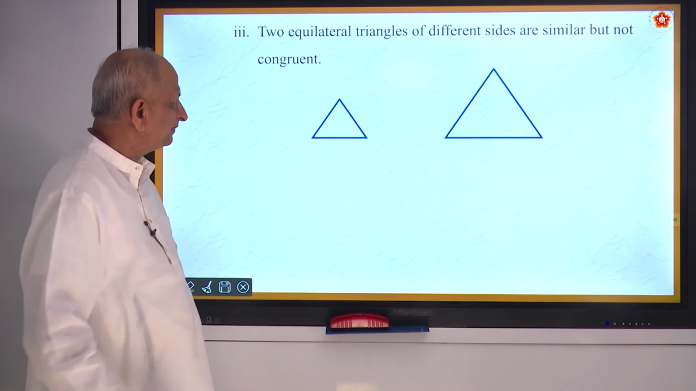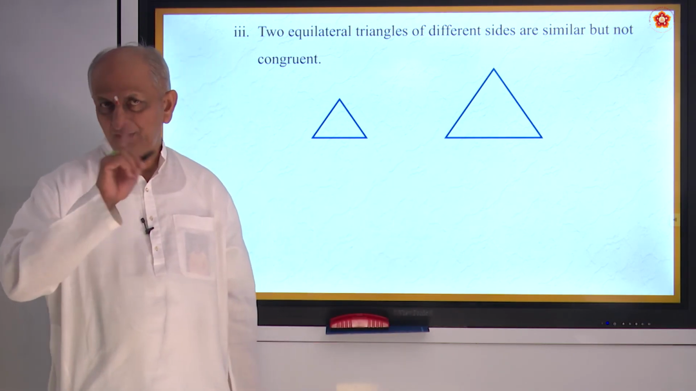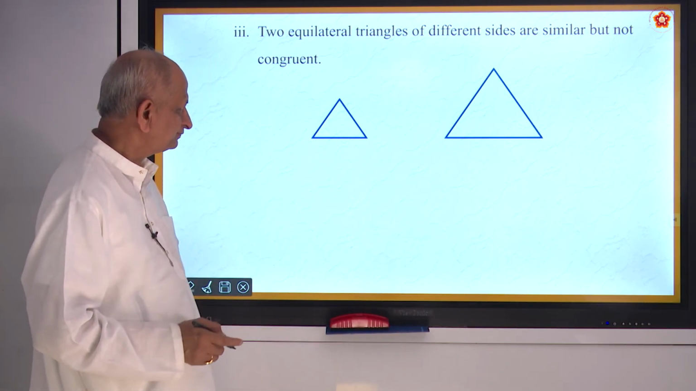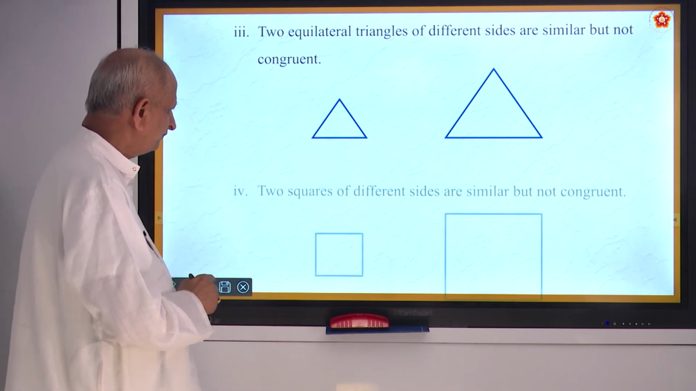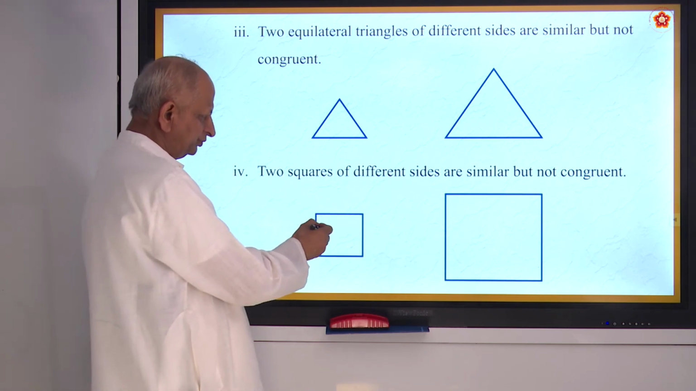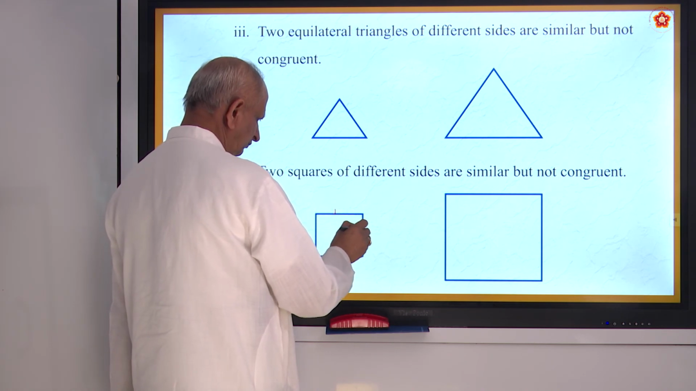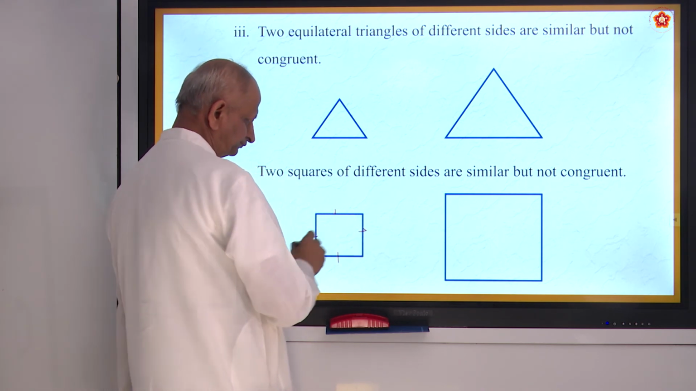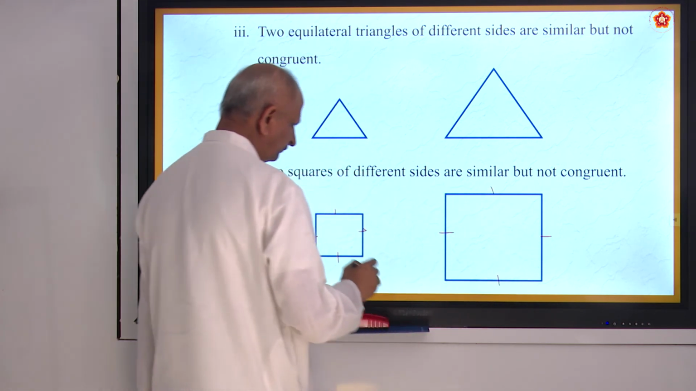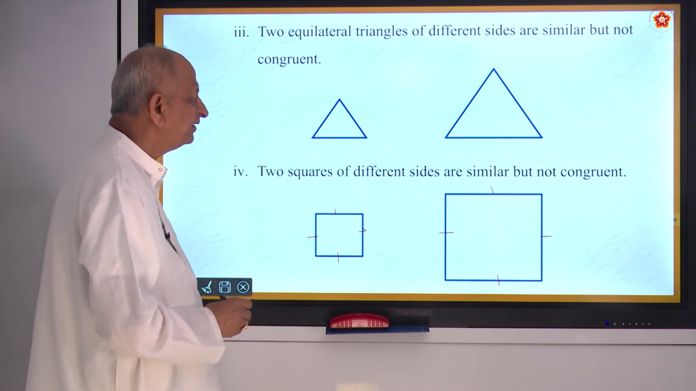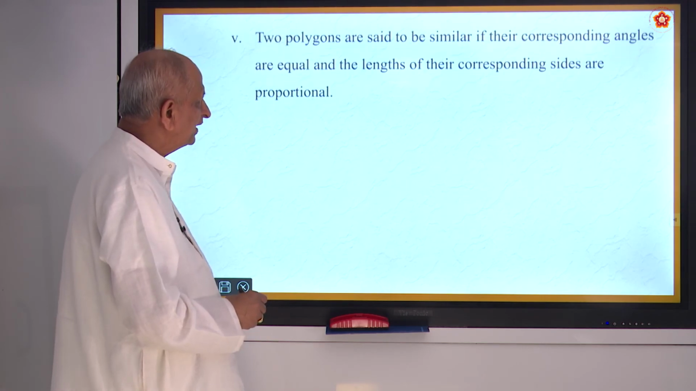So triangles, for example, equilateral triangles, both are equilateral triangles. They are similar but not congruent. I think you understood. Now let us see what is the condition of this similarity. Squares also, both are squares. Means what? All sides are equal. Here also all sides are equal. That means shape is the same but sizes are different. Okay. So let us see the condition.